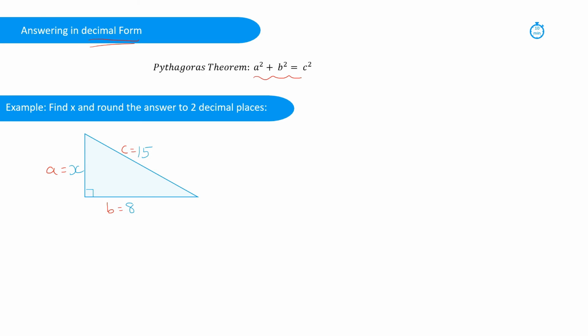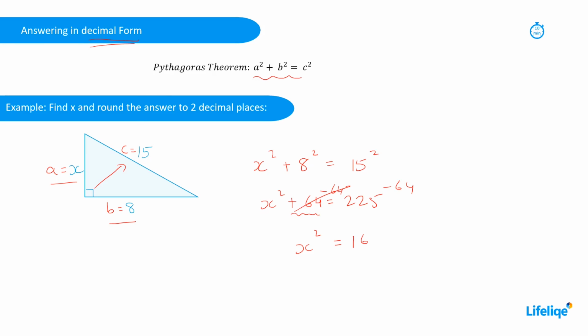Now I've gone ahead and labeled what each side is. So our a is x, b is 8, and c is 15. So let's put this information into our Pythagoras theorem. So we're going to have x squared plus 8 squared equals 15 squared. So remember, c is always the side opposite the right angle. Now that's going to be x squared plus 64 equals 15 squared, which is 225. Now let's get rid of the plus 64 by minusing 64 on both sides. That's going to cancel. We're going to have x squared equals 161.